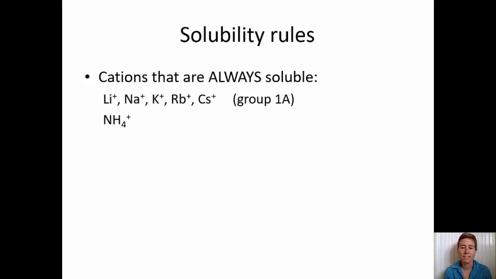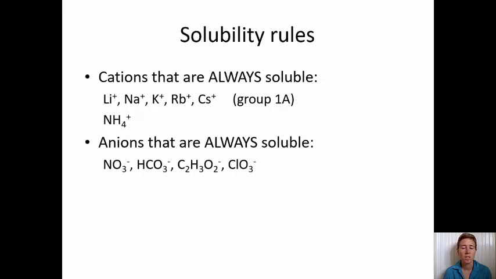Some things are always soluble. These first couple are very, very simple, and you are going to be responsible for this for sure. Cations that are always soluble: the group 1As. So if you see a group 1A cation with any ion, it doesn't matter what the anion is, it is soluble. Same for ammonium. So ammonium, sort of group it in with the group 1As. Those cations are always soluble. If you see them, that is a soluble thing.